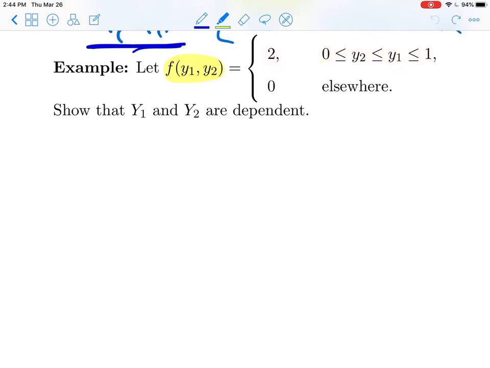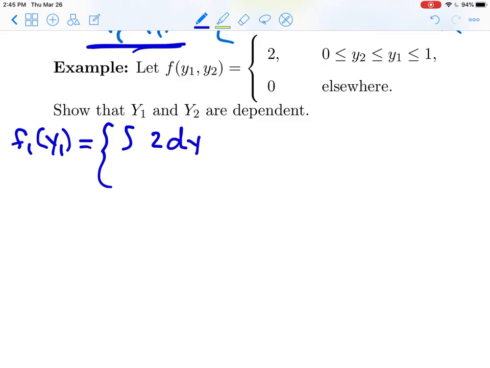Right? So let's go ahead and calculate those marginal density functions. So our marginal density function for y1, that marginal density function is going to be piecewise defined. It's going to be an integral. So typically we would go from negative infinity to positive infinity. We're integrating with respect to y2. So what is going to be true about the values of y2? Well, those values of y2, they're going to be bounded below by 0, and they're bounded above first by the value y1. And so we are going to integrate from 0 to y1.